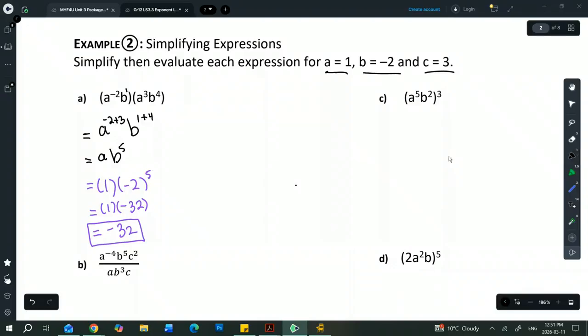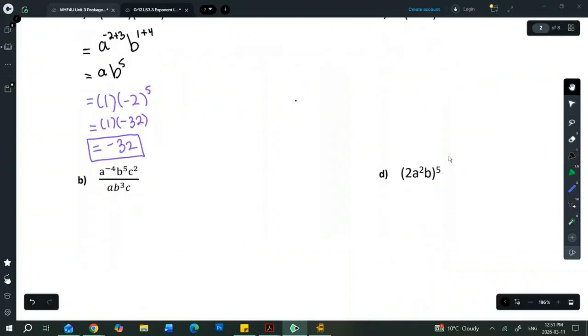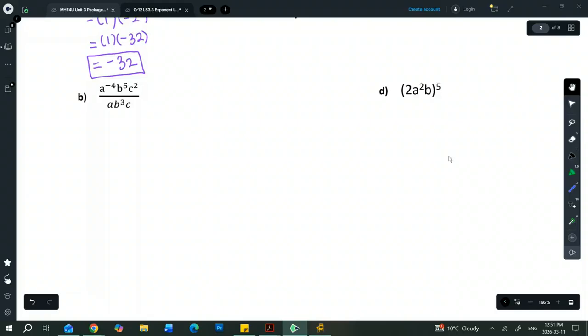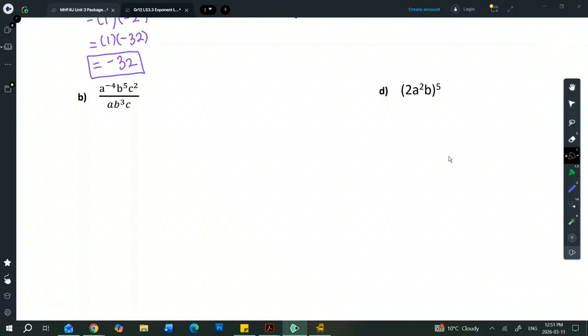Let's do B. So, goal is all A's need to be gathered, all B's and all C's, and no negative. So, if we're dividing all of the like pieces, we do with their exponents.